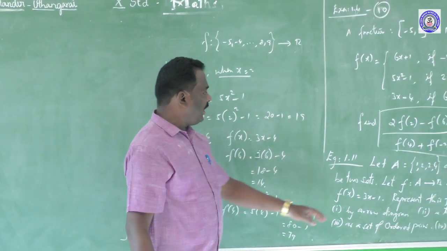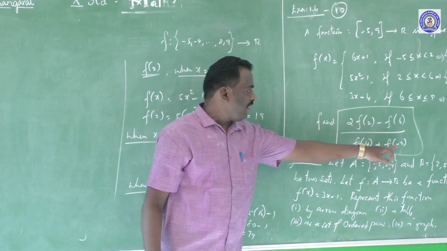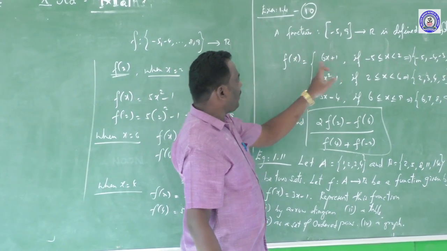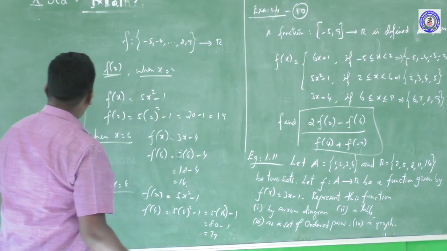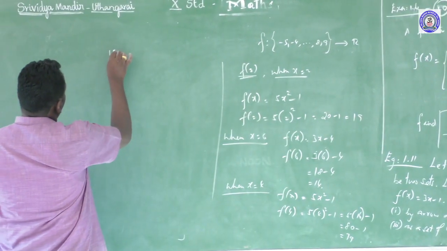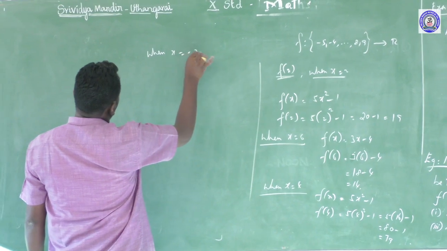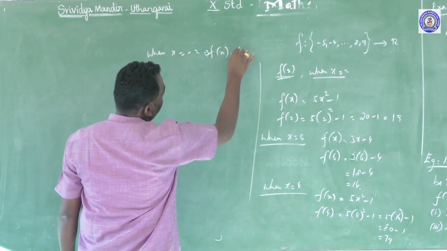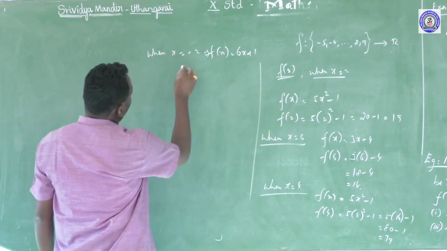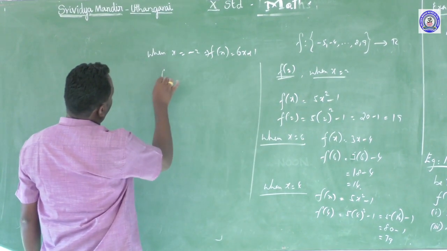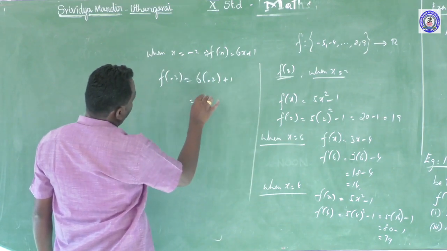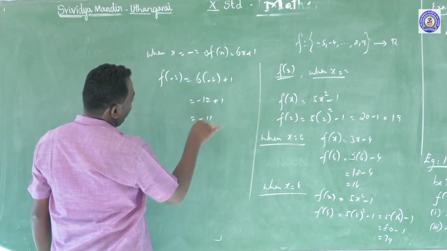Then we can find out next, f of minus 2. Minus 1 in which interval? First one. So the first one, function value equal to what? 6x plus 1. Therefore when x is equal to minus 2, the function value is equal to 6x plus 1. What is the x value? Minus 2. Put the x value: f of minus 2 is equal to 6 into minus 2 plus 1. Minus 12 plus 1 is equal to minus 11.